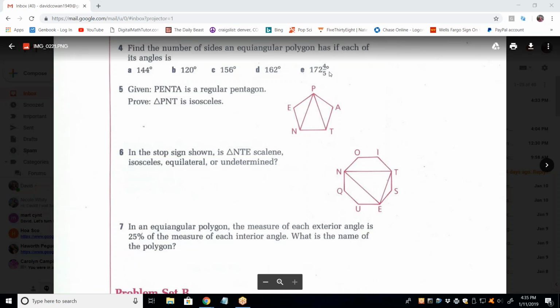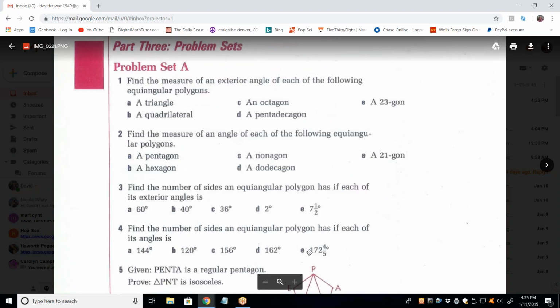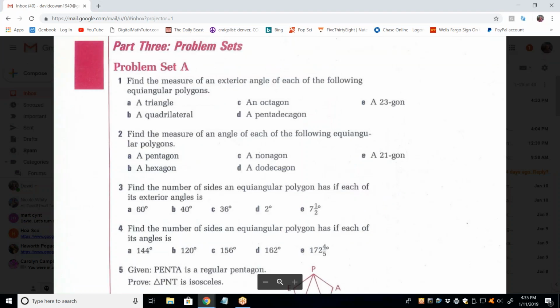Yeah, just right from the top. Okay. So, the measure of an exterior angle.